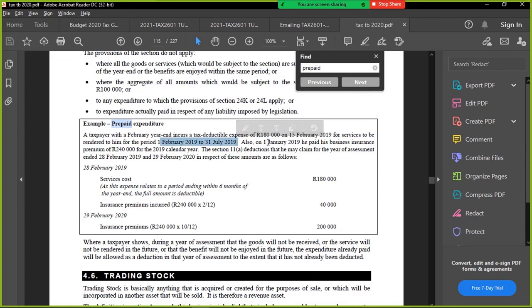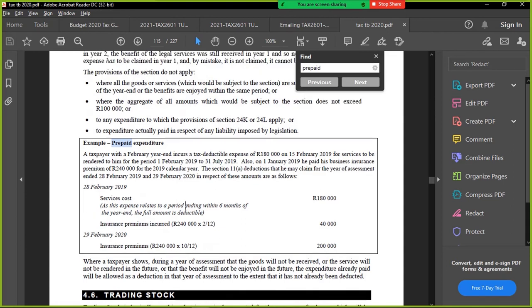Okay, on the 1st of January, he paid his business insurance premium. Okay, the 240, all right. That's obviously during the 6 months, it's fully deductible. Okay, and the premiums were less than 6 months. No, it's not less than 6 months. It's more than 6 months.